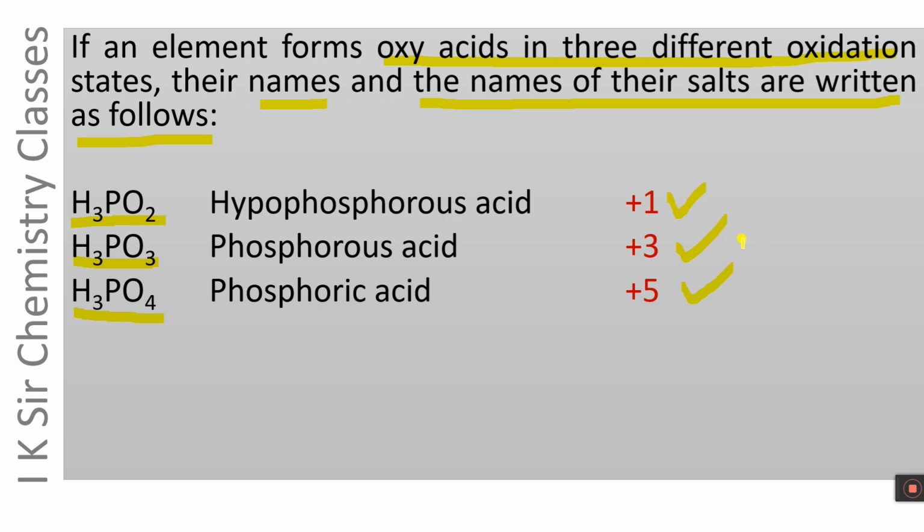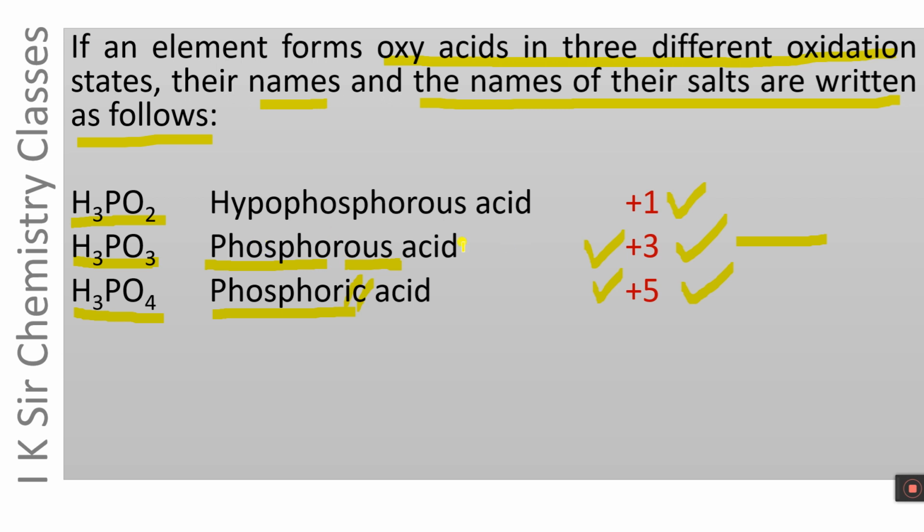The oxyacid of phosphorus in +3 oxidation state is written as phosphorous acid, while H3PO4 has the name phosphoric acid. This is the lower oxidation state, this is the higher oxidation state. Lower oxidation state "-ous" acid and higher oxidation state "-ic" acid.